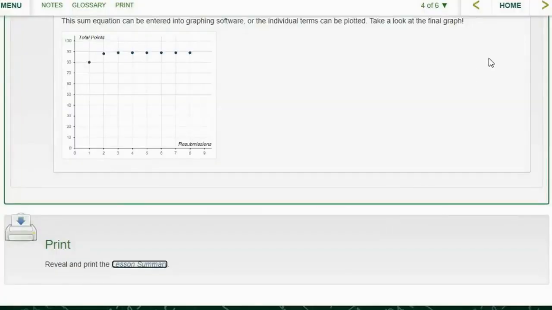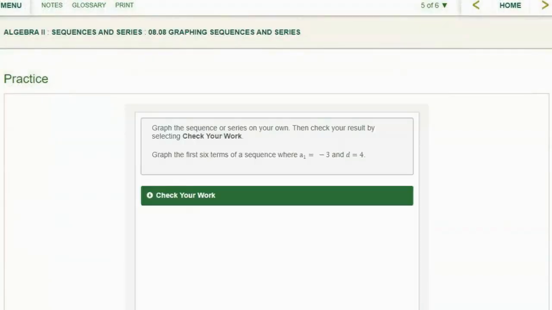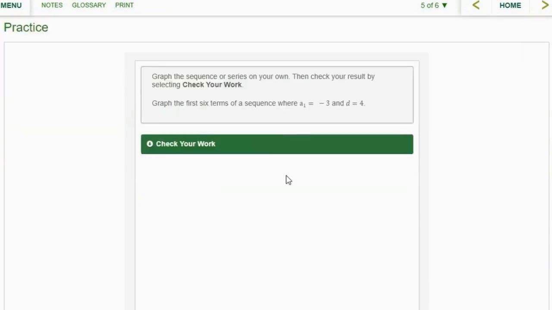All right, let's look at these sample problems they have on page 5, so we have a good idea of what we're doing. Graph the sequence. Check your result. All right, so we want to graph the first 6 terms of a sequence where a sub 1 is -3 and d equals 4.